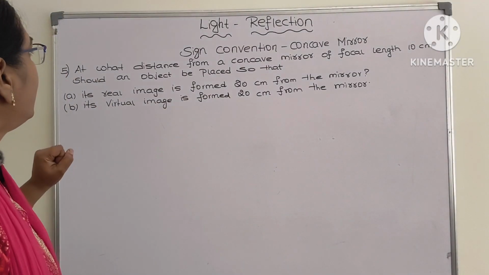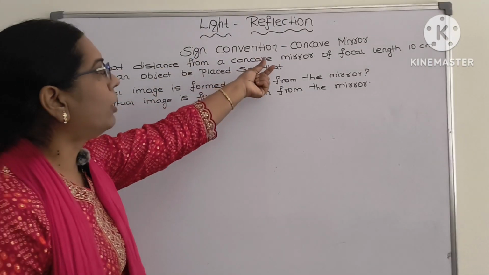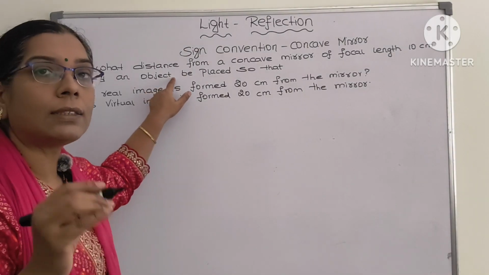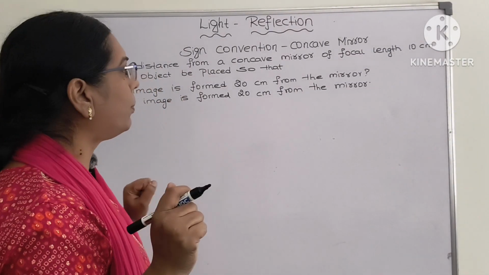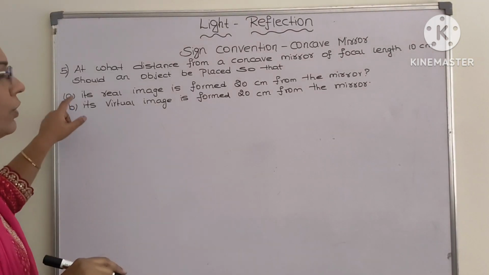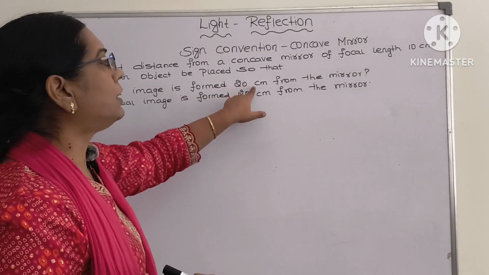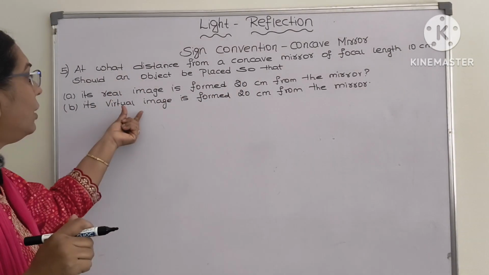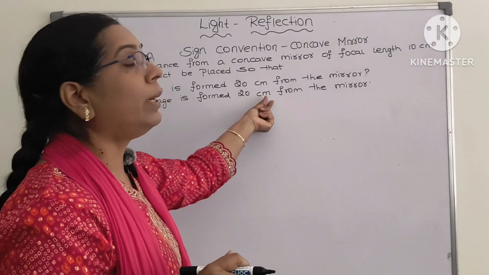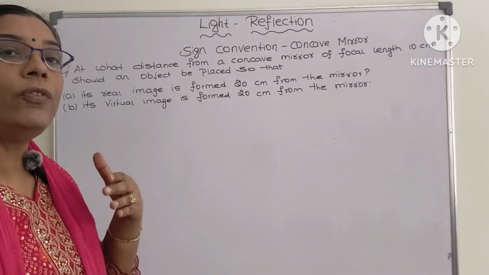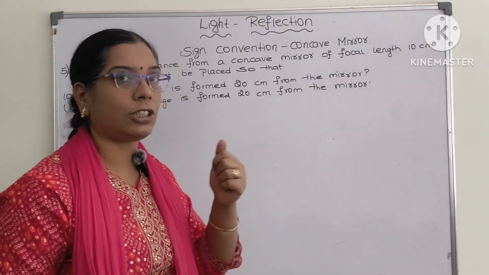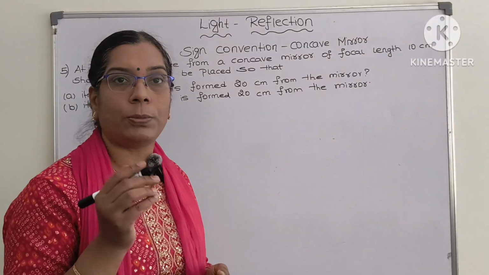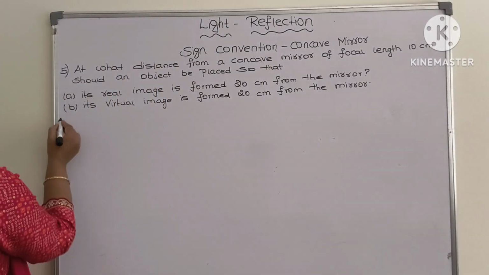This is a very interesting numerical, children. At what distance from a concave mirror of focal length 10 centimeters should an object be placed? So they are asking us to find the object distance. That is not a problem, but they gave two conditions. In the first case, we should get a real image which is 20 centimeters from the mirror, and in the second case, we have to keep the object such that we get a virtual image 20 centimeters from the mirror. So we have to find the position of the object such that one time it produces a real image and the other time it produces a virtual image. Very interesting. Let us solve.